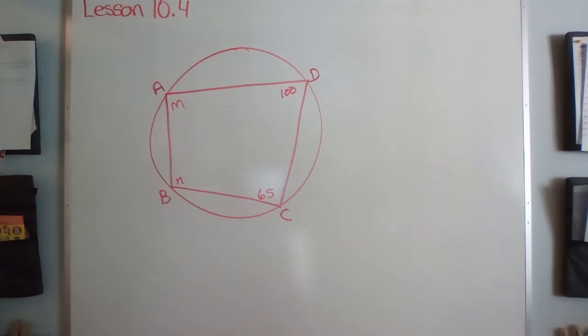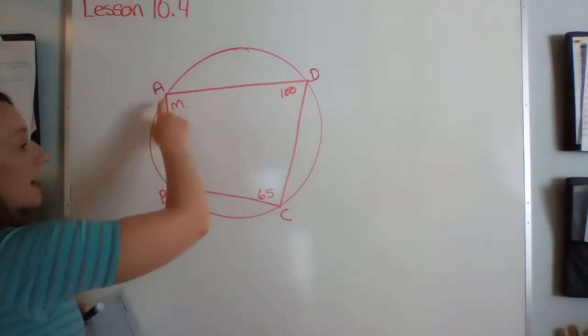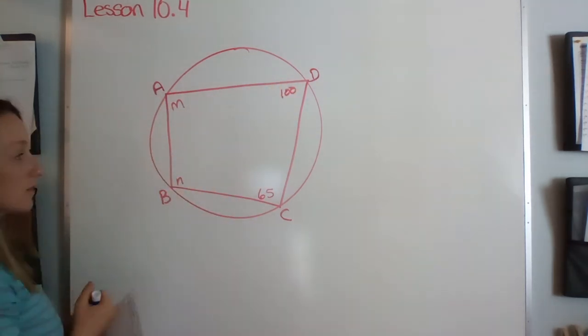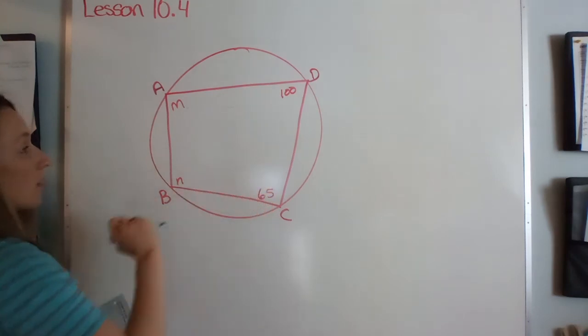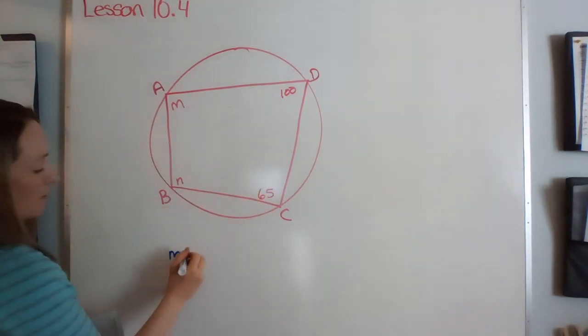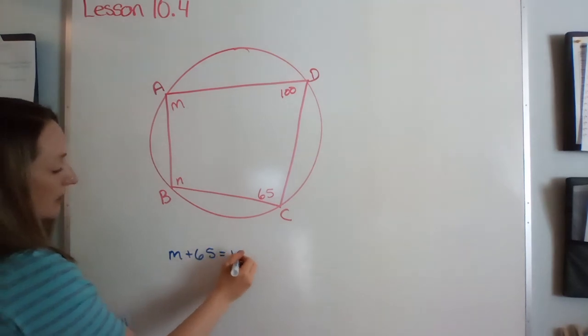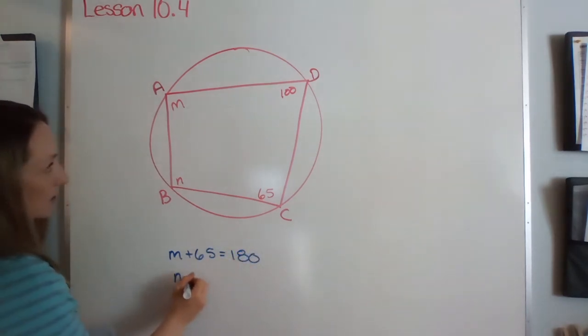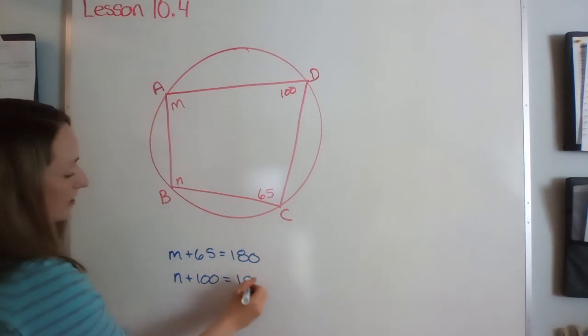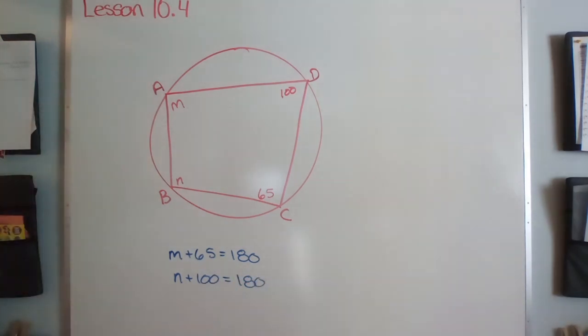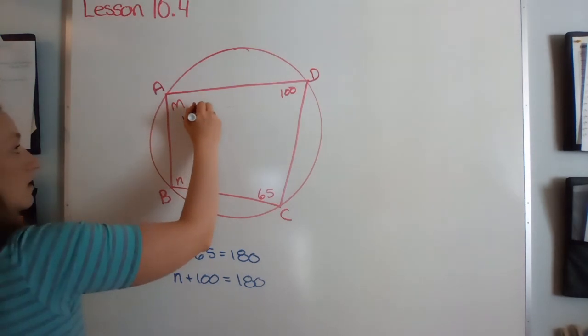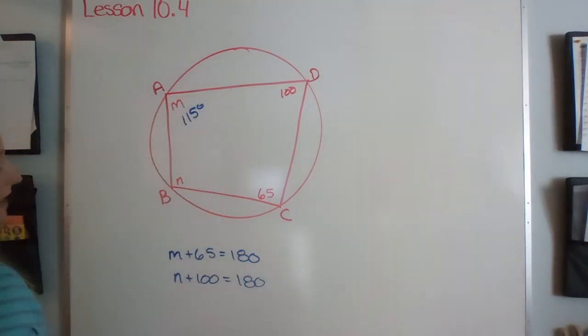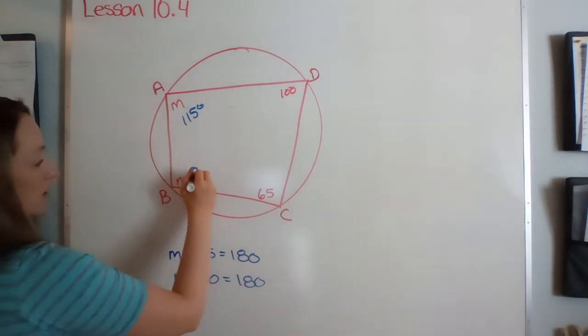Now this is where that last theorem is going to be very helpful. What do we know about opposite angles of an inscribed quadrilateral? The opposite angles of an inscribed quad are supplementary. So that means that M plus 65 is equal to 180 and N plus 100 is equal to 180. Okay, so 2 simple one-step equations to solve. You're going to get M is 115, right? Subtract 65 from both sides. And then you'll get N, subtract 100 from both sides, is 80.